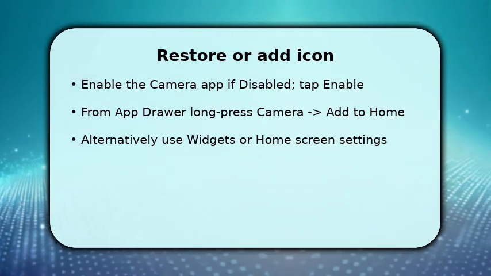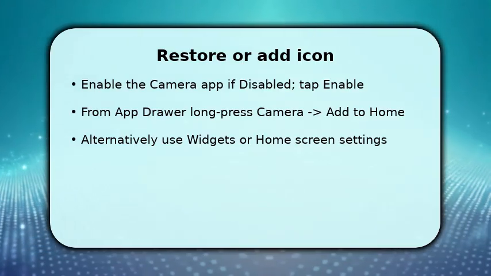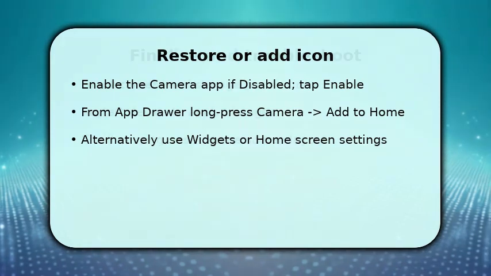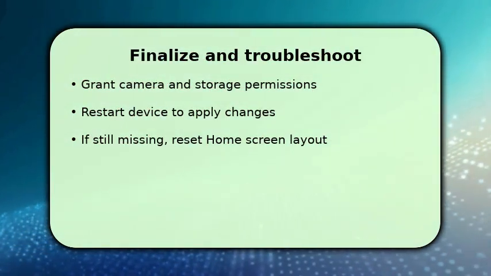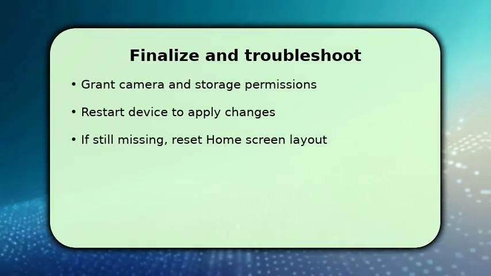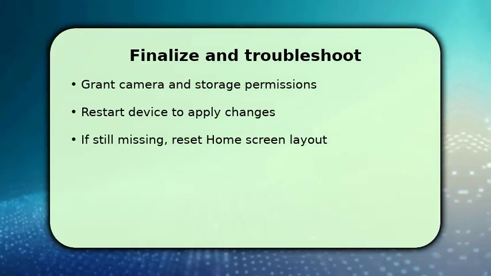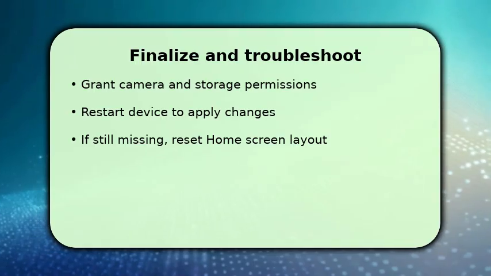Then check permissions so the app functions. Finish by making the camera usable and resilient. Tap the icon to open Camera and accept permissions for camera and storage. That's why it sometimes won't appear to work. Then restart your phone to ensure launcher caches update.